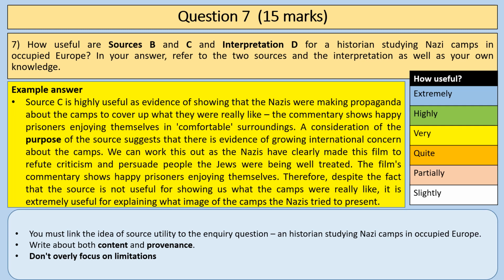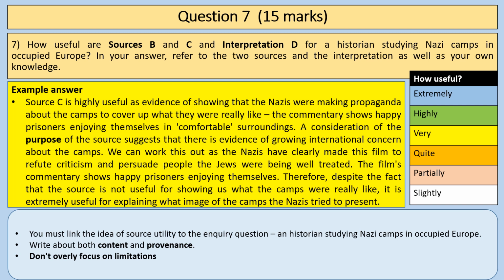Source C is highly useful as evidence of showing the Nazis were making propaganda about the camps to cover up what they were really like. The commentary shows happy prisoners enjoying themselves in, quote, comfortable surroundings. A consideration of the purpose of the source suggests that there is evidence of growing international concern about the camps. We can work this out as the Nazis have clearly made the film to refute criticism and persuade people the Jews were being well treated. The film's commentary shows happy prisoners enjoying themselves. Therefore, despite the fact the source is not useful for showing us what the camps are really like, it's extremely useful for explaining what image of the camps the Nazis tried to present.